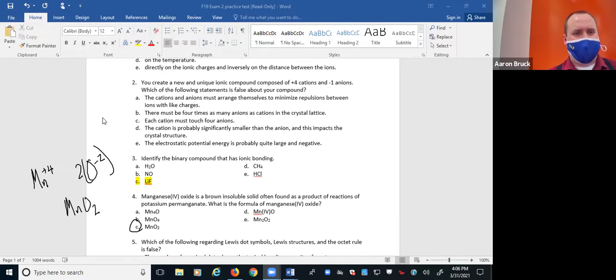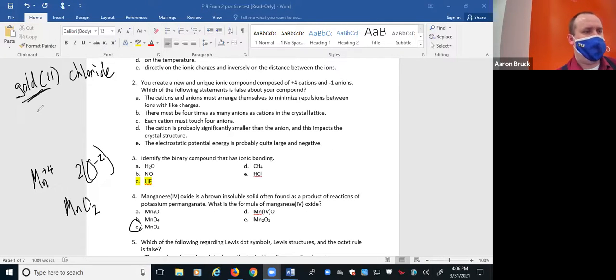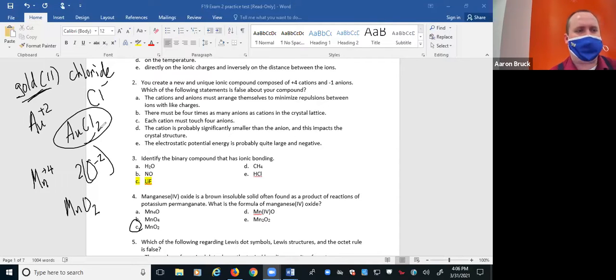So similarly, if we had something like gold(II) chloride, gold(II) refers to the oxidation state of the gold, which is positive 2. Chloride has a set charge, -1. AuCl2 would be the correct formula for the compound. So chloride is always -1? Chloride is always -1.